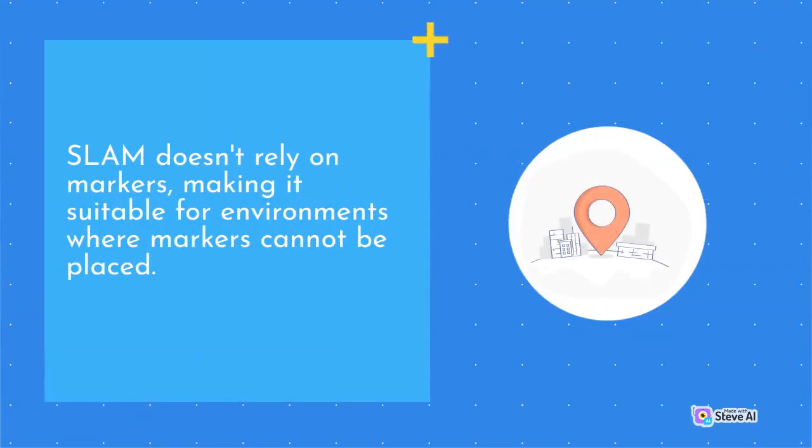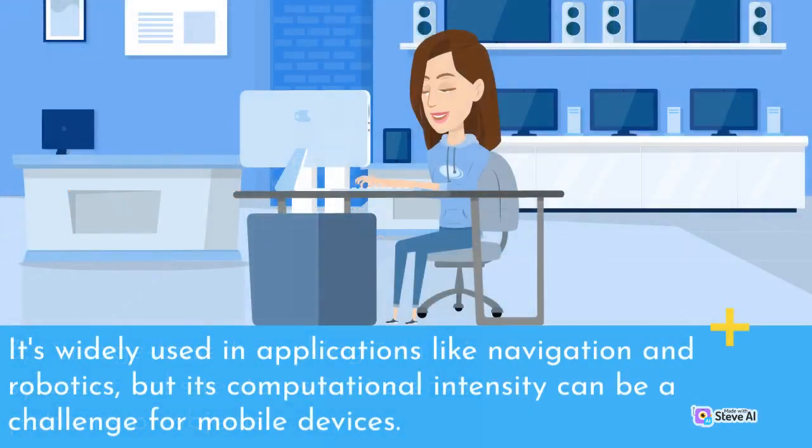SLAM doesn't rely on markers, making it suitable for environments where markers cannot be placed. It's widely used in applications like navigation and robotics, but its computational intensity can be a challenge for mobile devices.